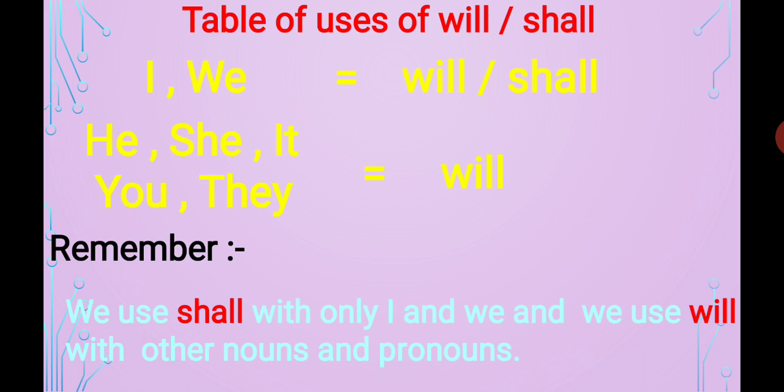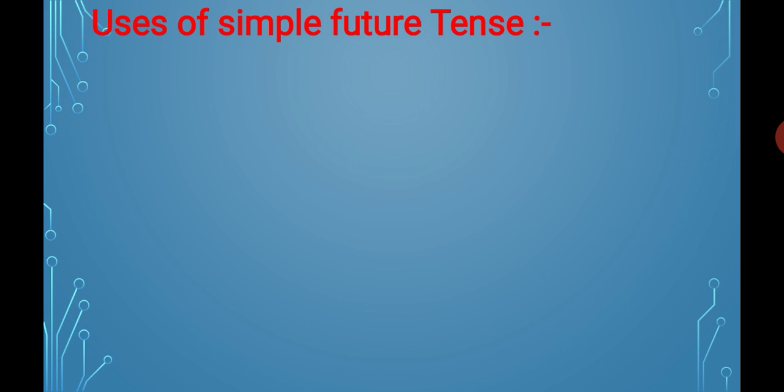But remember that thing, shall will be used only with I and we, not with he, she, it, you and they. Understand? You have to just remember this table. It will help you to form the sentence and identify the sentence in simple future tense. Now let's see uses of the simple future tense. What are the uses of the simple future tense?